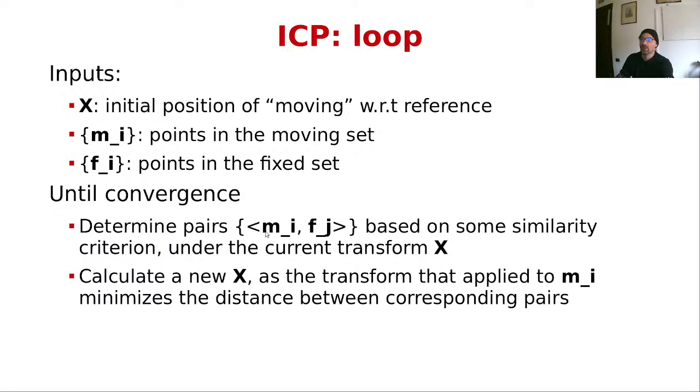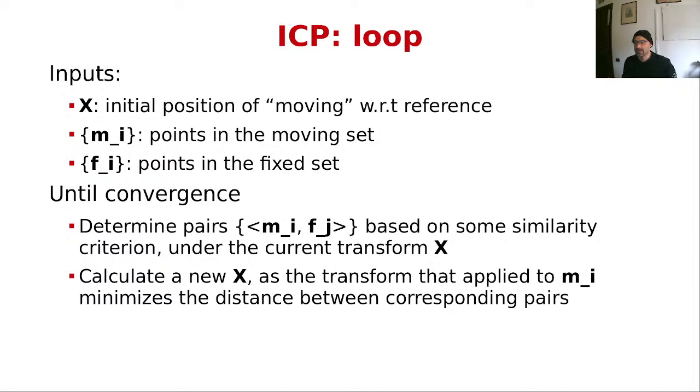Each of these multiple steps is composed of two parts. The first part is to determine the pairs between a moving point and a fixed point based on some similarity criterion. Right now, as similarity criterion, we will choose simply the nearest neighbor under the transformation, which means we take mi, we apply the transform X, and this way we move it to the position where it should be according to X, and then from this location we look for the point in the fixed cloud that is closer to the transformed point mi. So this is what we do for determining the correspondences.